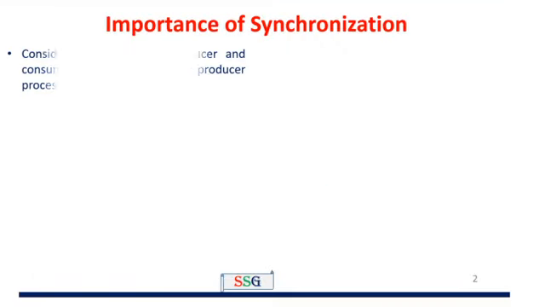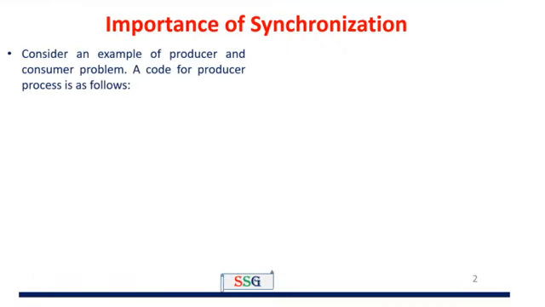The first one, importance of synchronization. Before entering into the synchronization concept, let us take one real-time example. That example is called the producer and consumer problem. The producer produces some item, and that item will be consumed by the respective consumer. If the producer does not produce any item, the consumer does not consume any items. This is the basic concept of the producer and consumer problem.